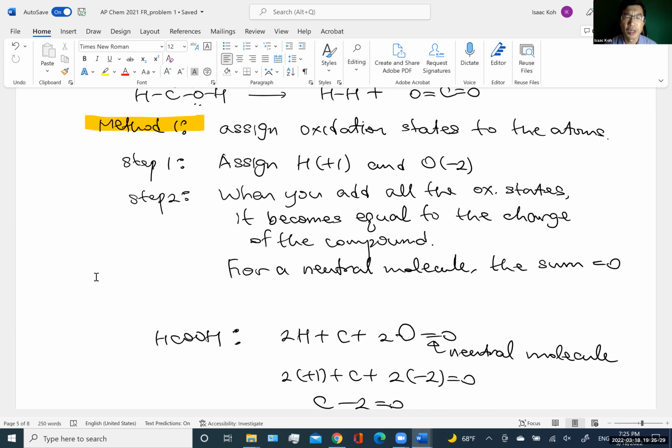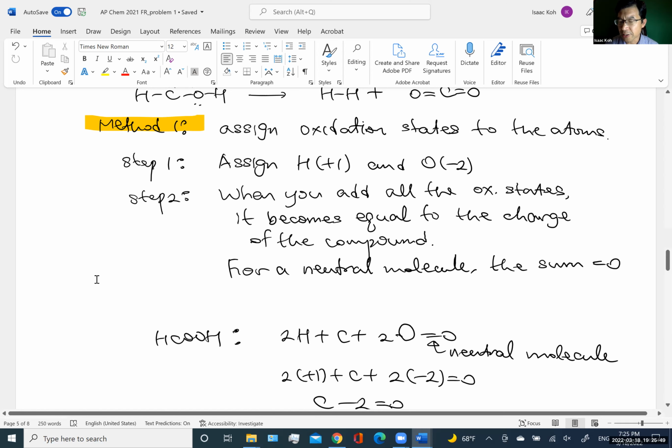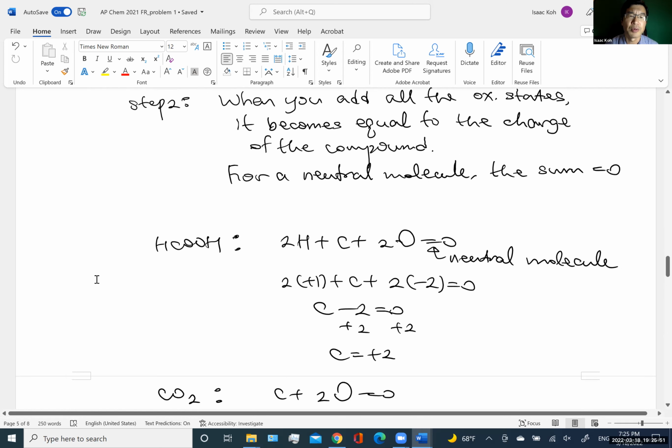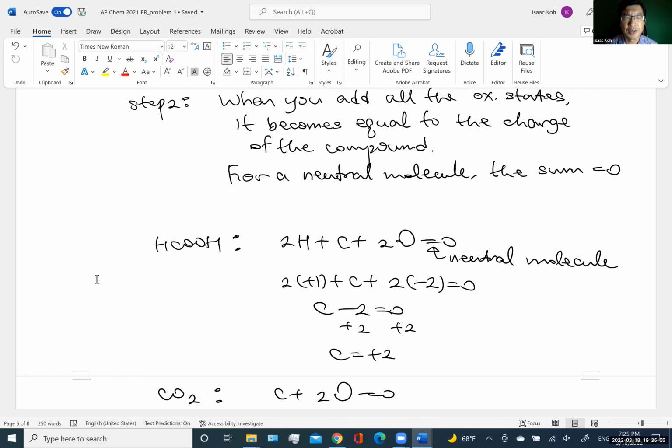And step 2: when we add up all the oxidation states, the sum of oxidation states becomes equal to the charge of the compound. For a neutral molecule, the charge is 0. A neutral molecule, as the name indicates, is neutral. So the sum of all the oxidation states must be 0. Let's think about this methanoic acid. Methanoic acid contains 2 hydrogen, 1 carbon, and 2 oxygen atoms. When you add up all the oxidation states, it must be 0 because methanoic acid is a neutral molecule.